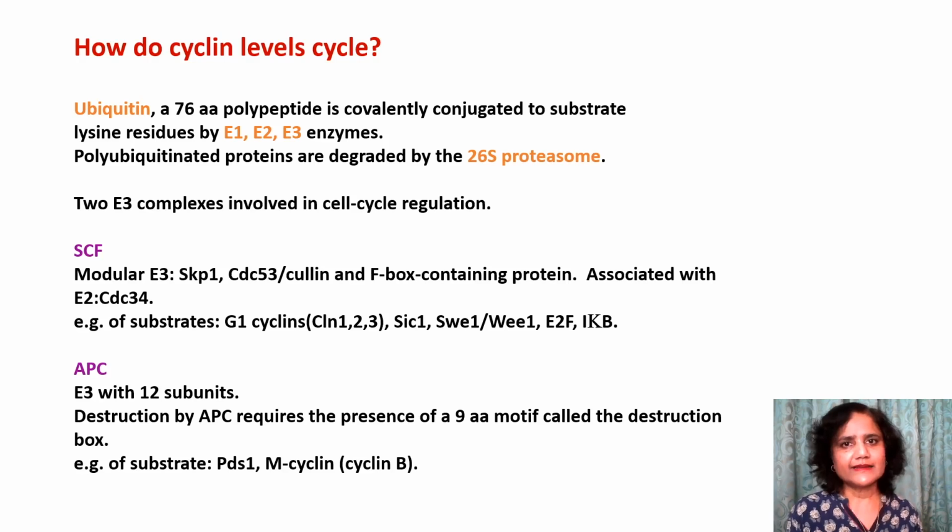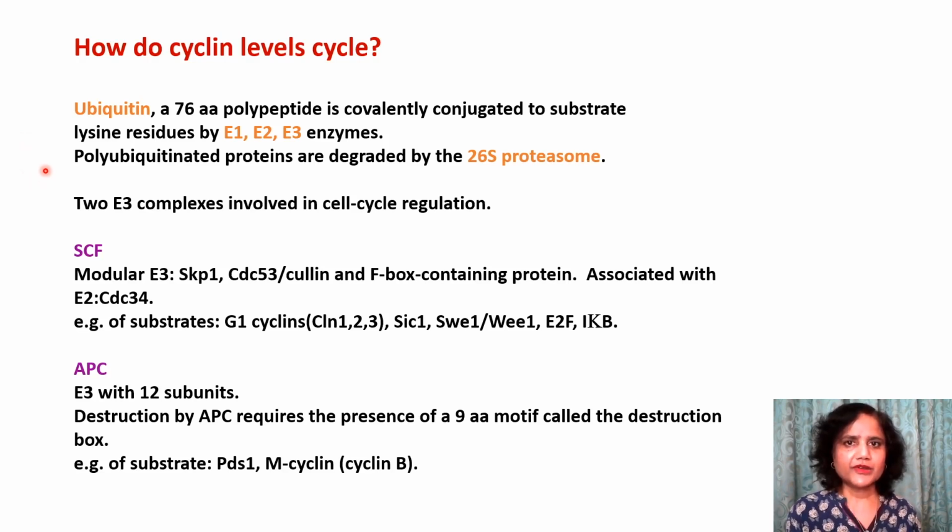So how does cyclin degradation occur, or how do cyclin levels cycle? This is dependent on a process known as ubiquitination. Ubiquitin is a short 76 amino acid polypeptide which is conjugated to substrate lysine residues by the E1, E2 and E3 ligase enzymes.